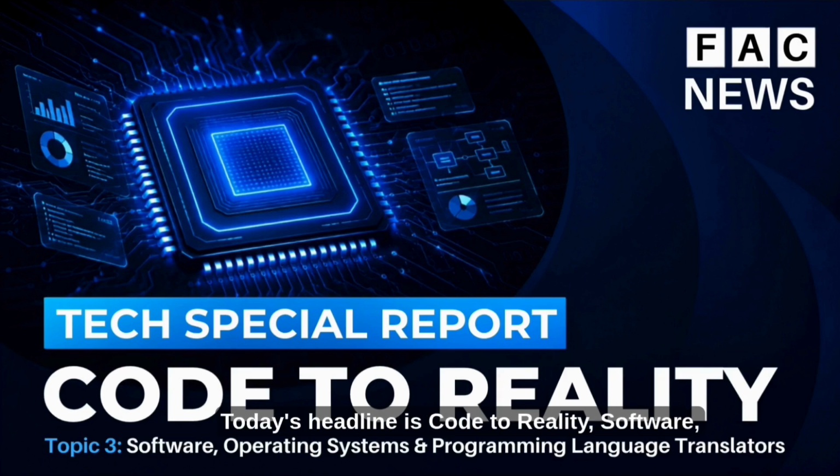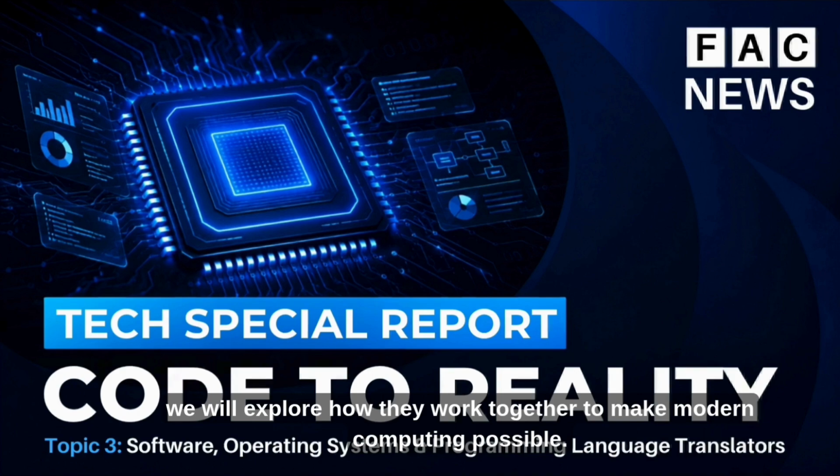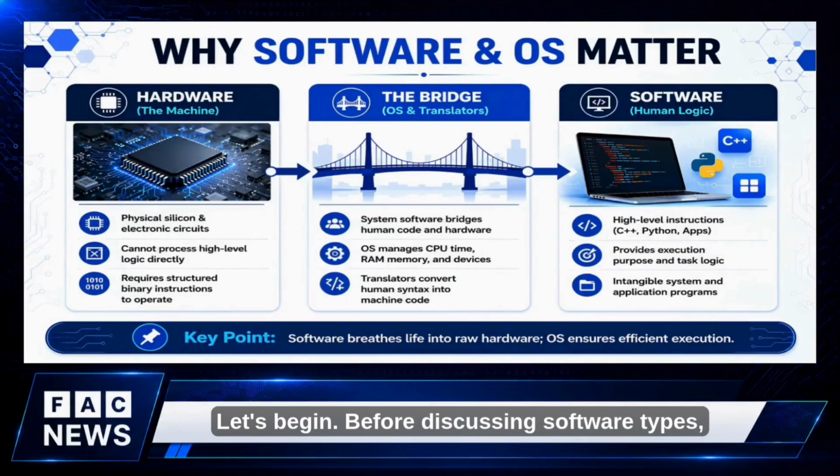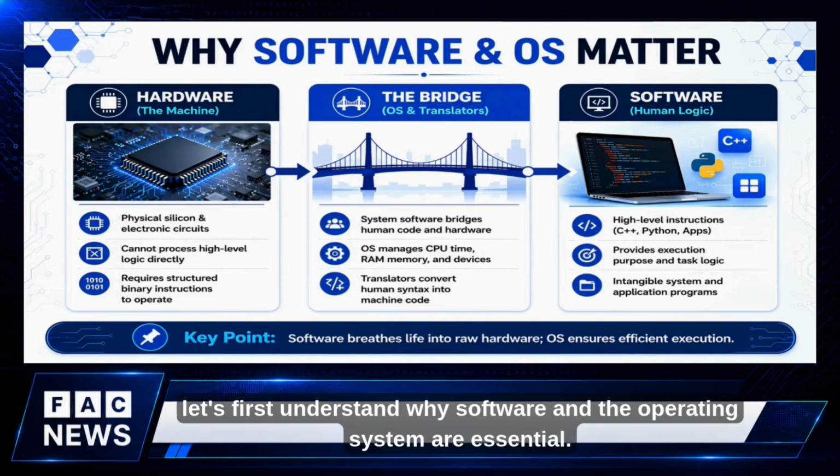Today's headline is Code to Reality: Software, Operating System, and Language Translators. In this report, we will explore how they work together to make modern computing possible. Let's begin. Before discussing software types, let's first understand why software and the operating system are essential.